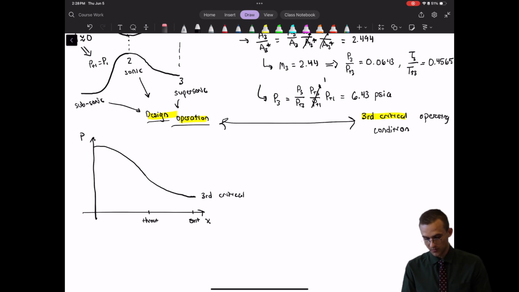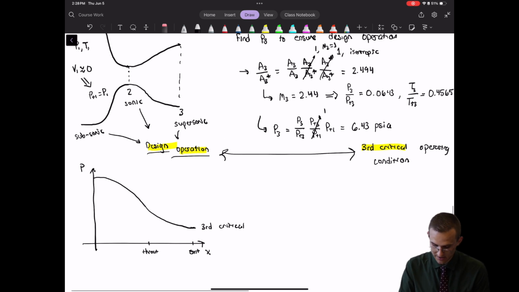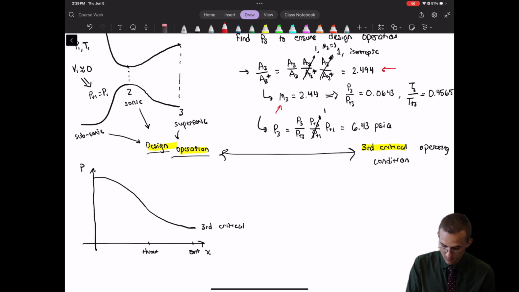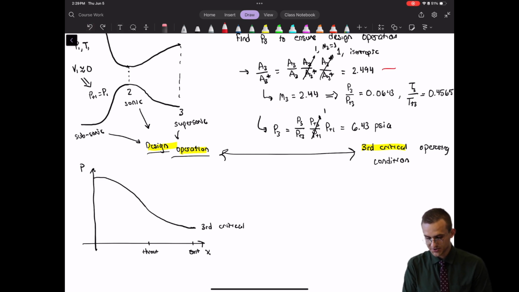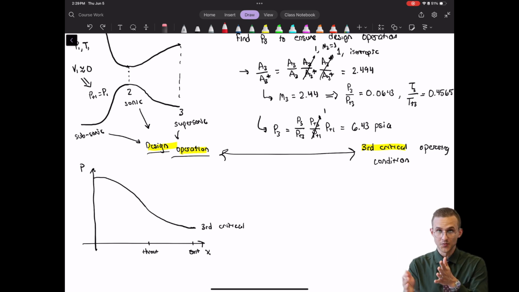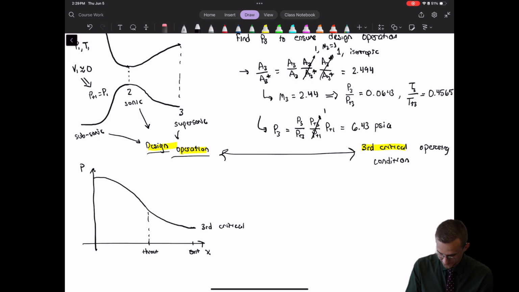Now, there's also, so remember, when we looked for this value of A3 over A3 star in the tables to pull out M3, we looked at the supersonic value of M3 right away because that was the operating condition we were looking for. But the other root of that equation for the same area ratio is what's called the first critical, or the subsonic branch of this pressure diagram, and it looks like this. It's just a kind of mirror image going up this way, and this is the first critical.